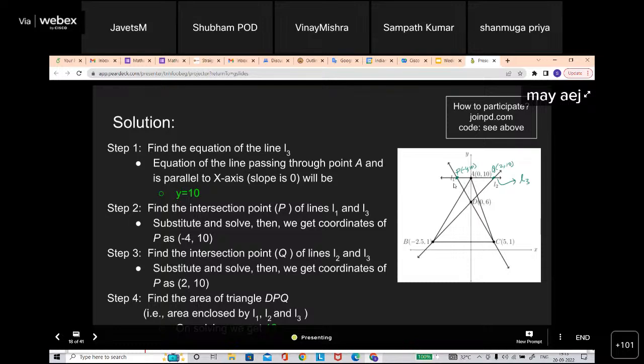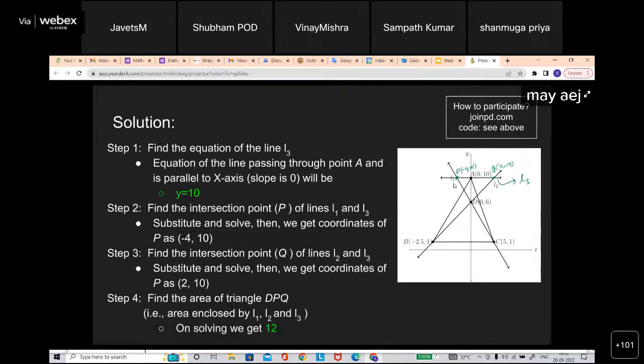Otherwise, you can use the formula x1(y2 - y3) and so on. You can substitute the values in that and get the answer.